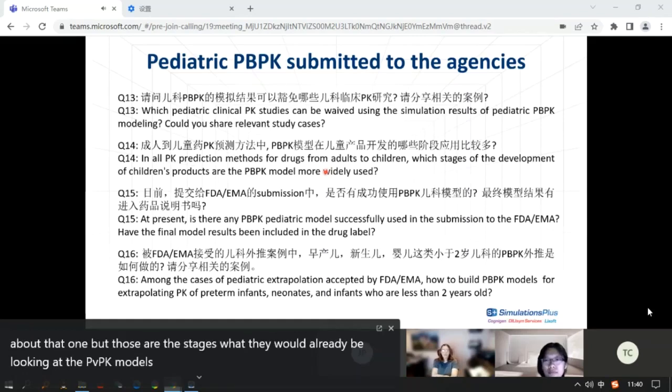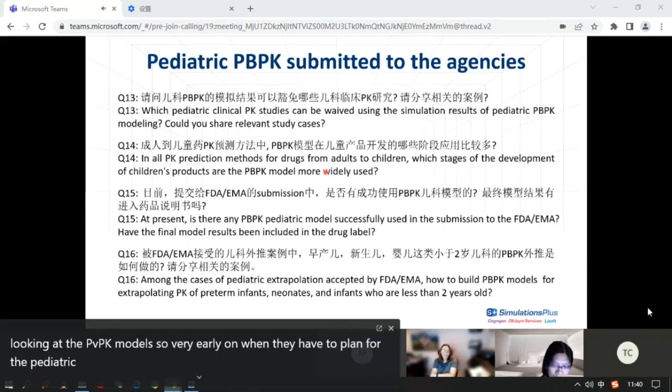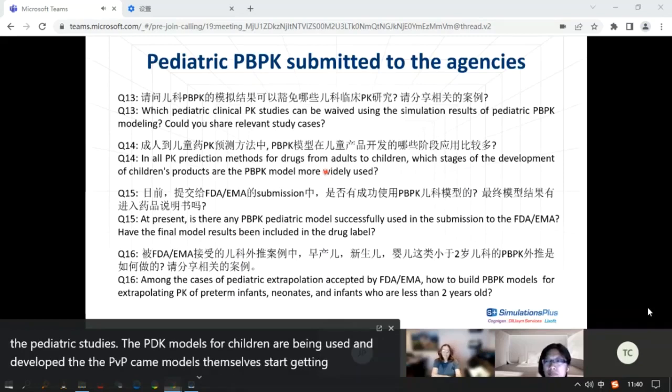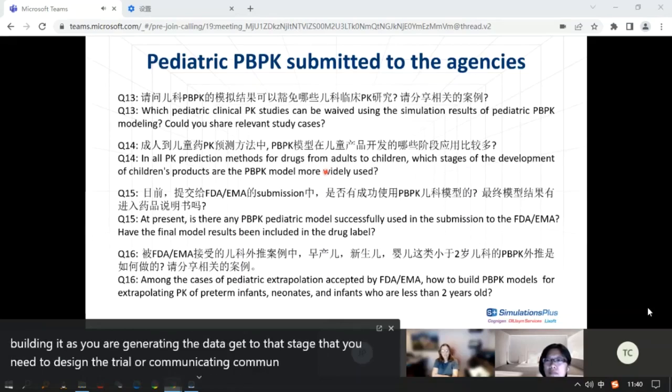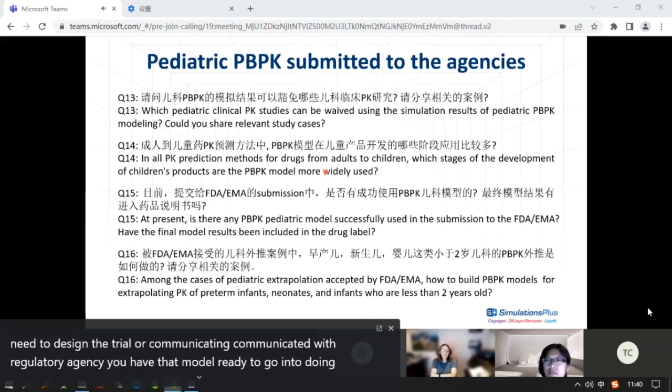So very early on, when they have to plan for the pediatric studies, the PBPK models for children are being used and developed. The PBPK models themselves start getting developed on day one. That's how you should be using the PBPK: building it as you are generating the data, keep improving the model so that when you get to that stage that you need to design the trial or communicate it with the regulatory agency, you have that model ready to go into doing pediatric predictions.